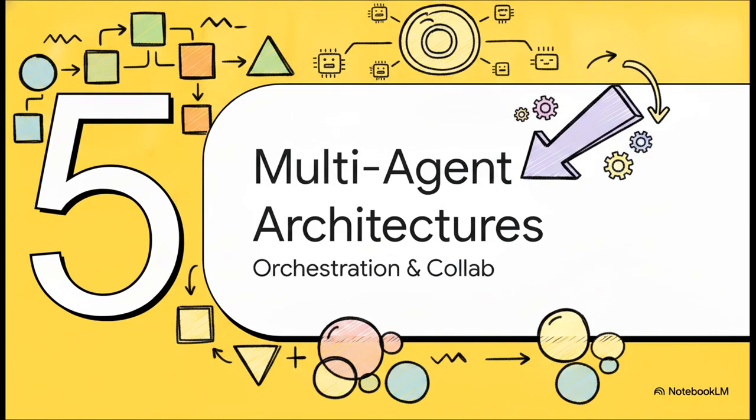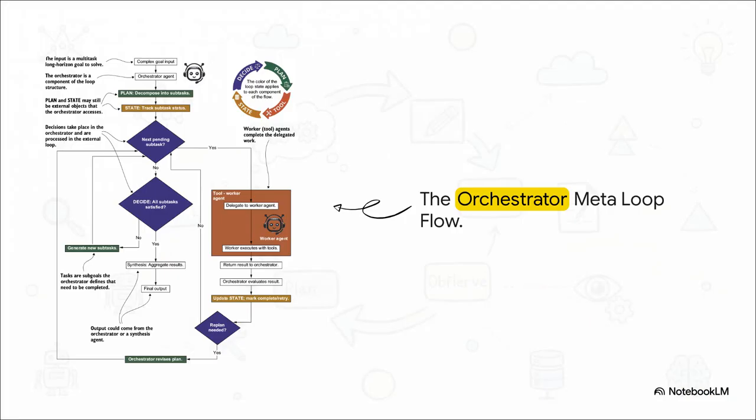Section 5. Orchestration and Collaboration. Multi-agent architectures in action. Let's look closer at the orchestrator flow first. What makes this pattern so incredibly powerful in production is its strict, absolute separation of strategic reasoning from tactical execution. The orchestrating agent exists to manage the overarching complex goal and hold the state, but it never, ever actually touches a search tool or runs code directly. It sits above the fray.